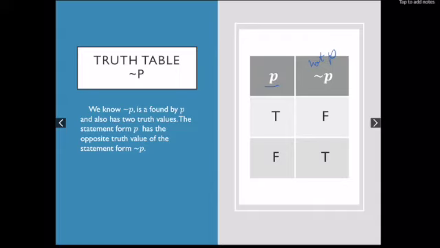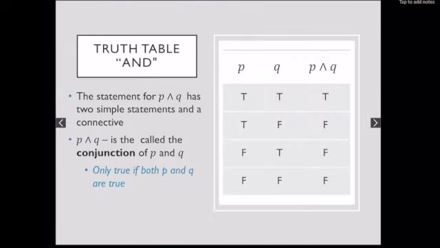Let's take a look at our next connective. So here's the truth table for and. So the statement P and Q has two simple statements, P and Q, and its connective is and. Remember that when we use the and symbol, that's called the conjunction. And it's important to note that P and Q is only true if both P and Q are true.